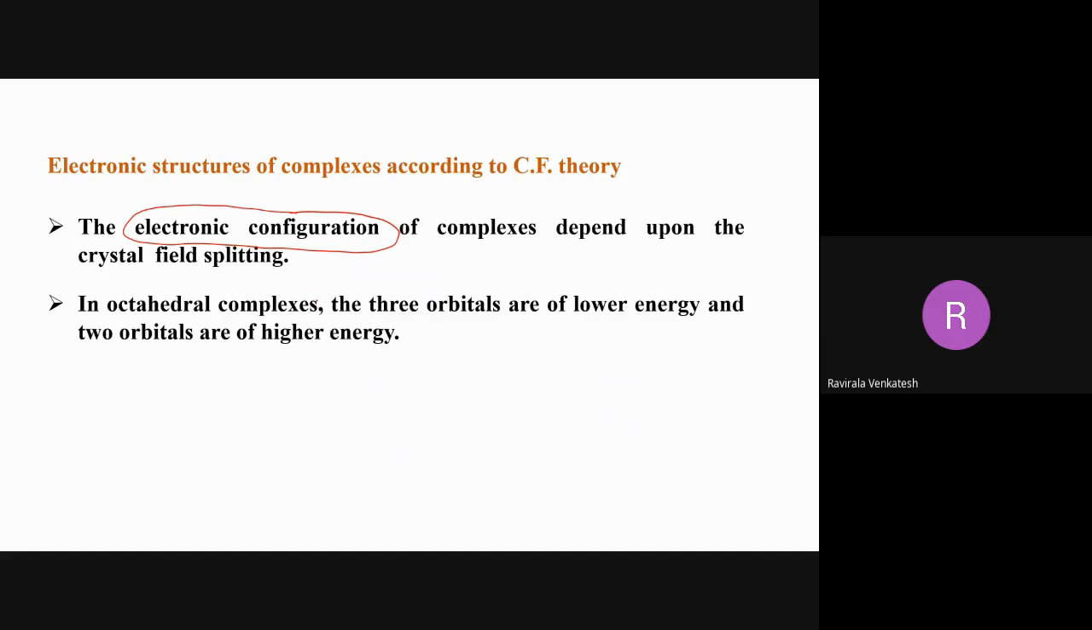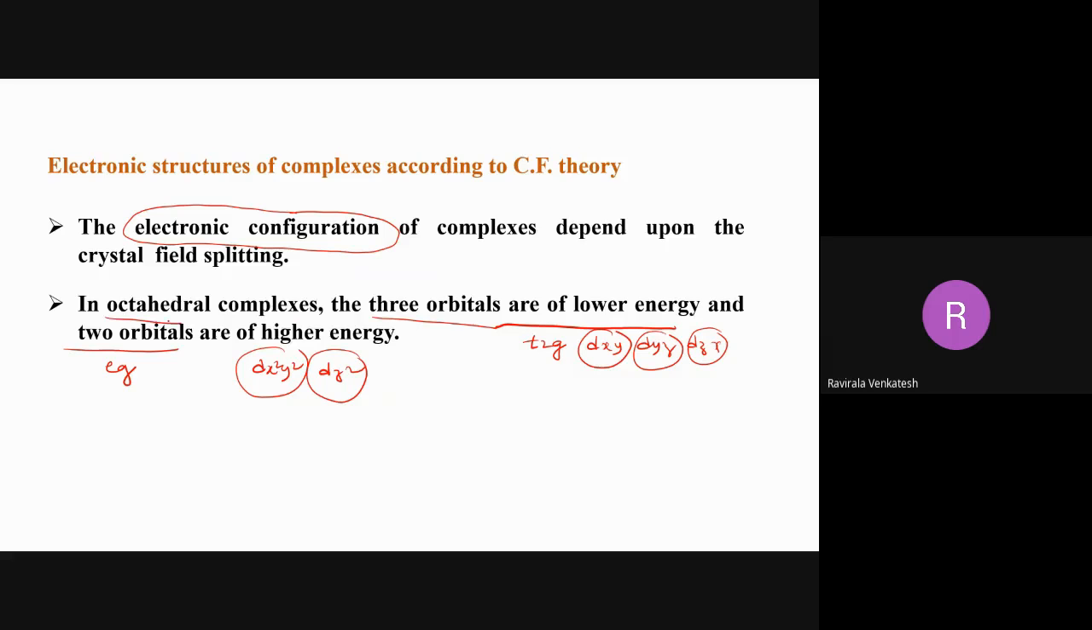In an octahedral complex, three orbitals have lower energy. What are they? The T2g orbitals: dxy, dyz, and dzx. These three have lower energy, and the two Eg orbitals, dx square-y square and dz square, have higher energy in the octahedral complex. In tetrahedral, you get the reverse manner.